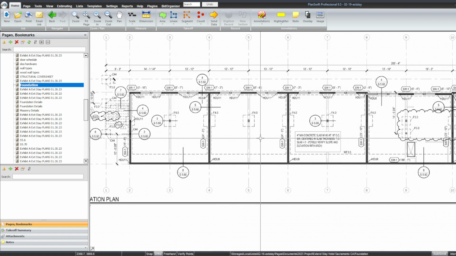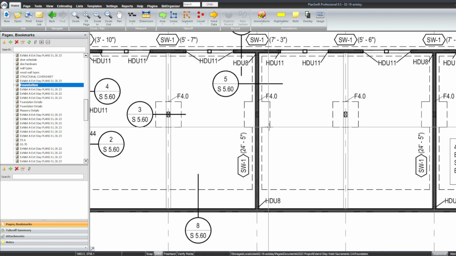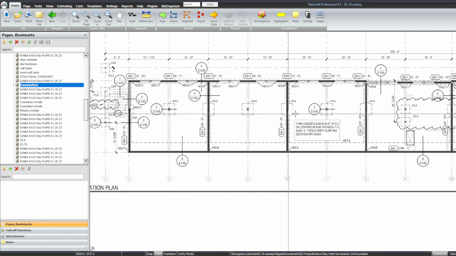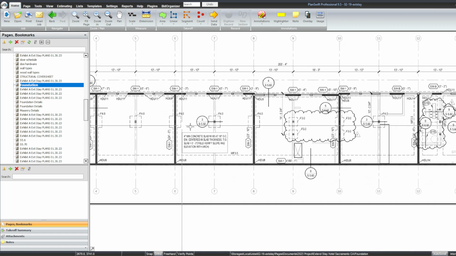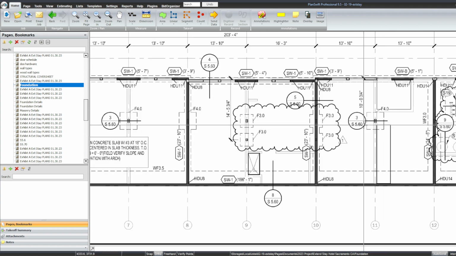Okay, so that's how we break down the foundation. It has that continuous footer. We have to measure how many linear feet, broken down by the section views they give us. Now, how many different column pads do we have? It's going to give us some specifications on some other sheets about what F4 is, what F3 is, what F5 is, and we'll determine that.